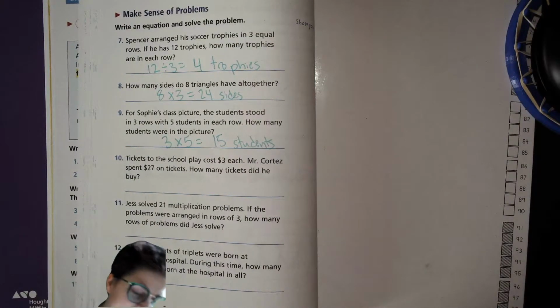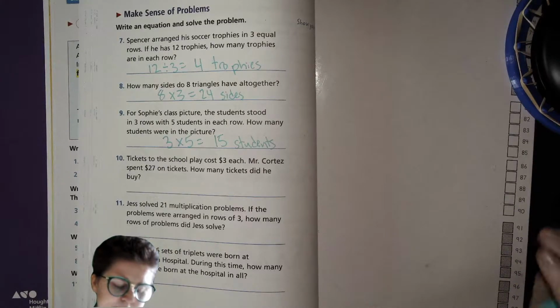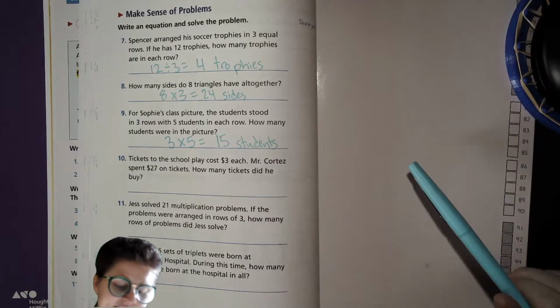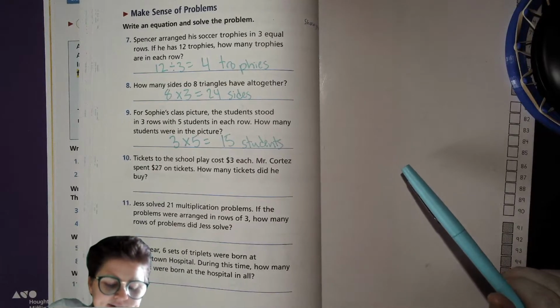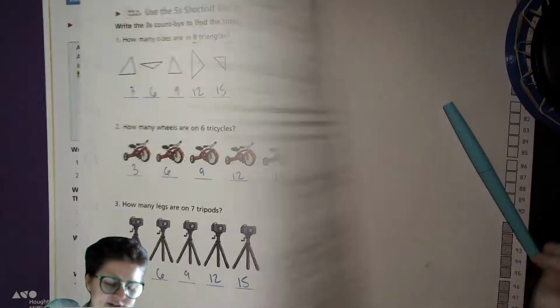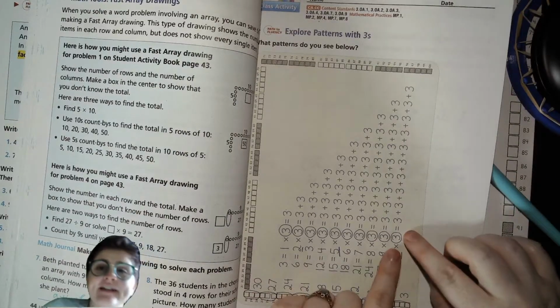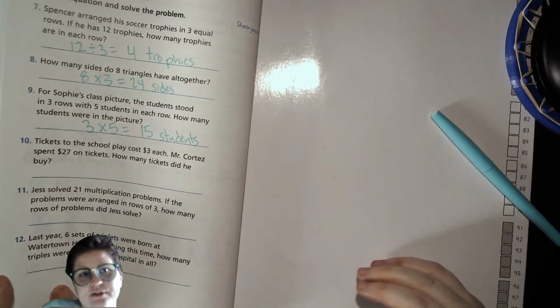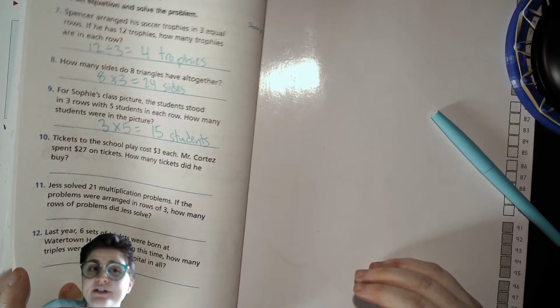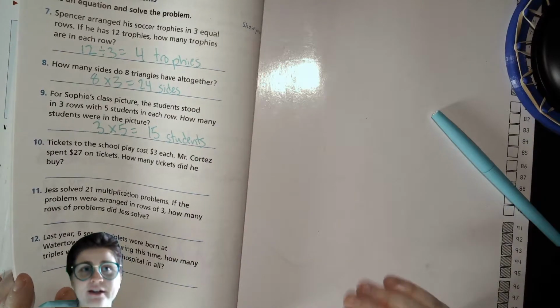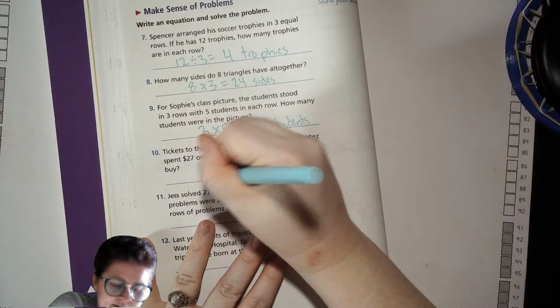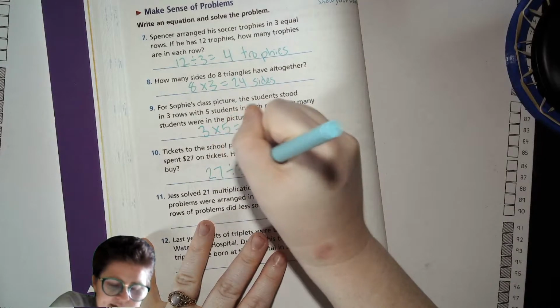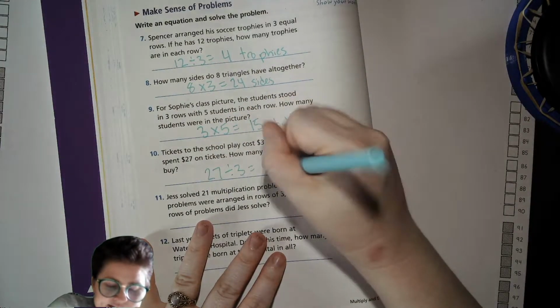Tickets to the school play cost $3 each. Mr. Cortez spent $27 on tickets. How many tickets did he buy? Now, I was looking at this, and I'm sure you were too, and I learned that 10 times 3 was 30. 27 is so close to 30, right? It's in fact 3 less than 30. So rather than being 10 groups of 3, it's 9 groups of 3. So 27 divided by 3 equals 9 tickets.